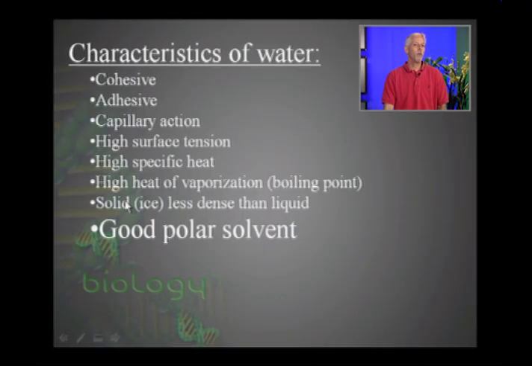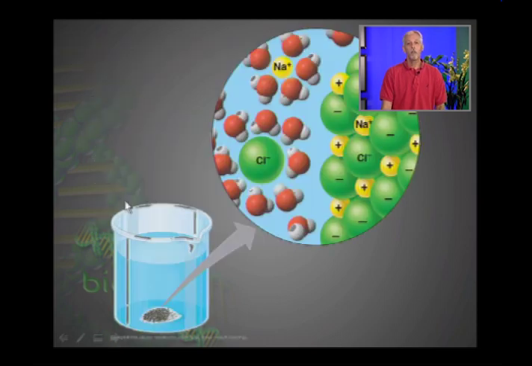Then the last characteristic I want to discuss is that water is a very good polar solvent. And what that means is that water will dissolve a number of different substances. So it tends to dissolve ionically bonded compounds, as we've discussed before, and it tends to do that by wedging between them and separating them. So when you put salt in water and stir it up, the salt dissolves because the sodium and the chlorine are being separated by water molecules, and you'll have separate chlorine and sodium ions.